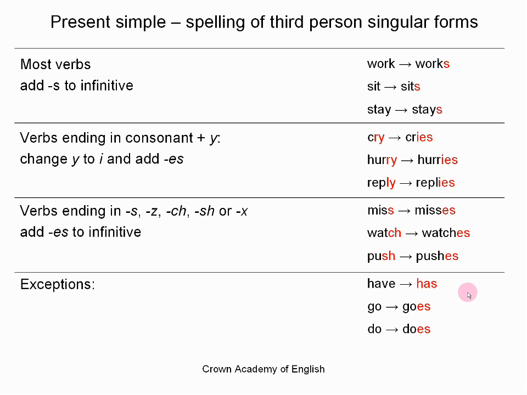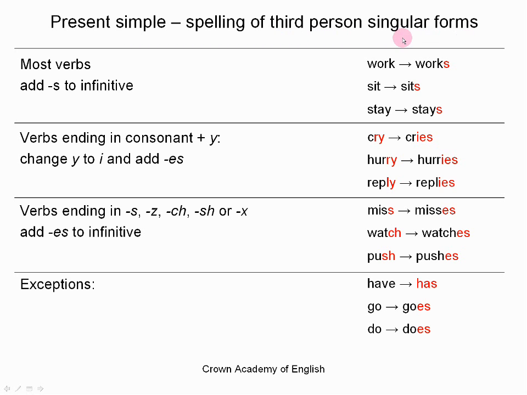Then the verb to go. So the verb to go would be I go, you go, he goes, spelt G-O-E-S. And then the verb to do would go I do, you do, he does. Okay, so you don't say, for example, he do. It's he does. Okay, so that is it basically. Those are the rules for the different forms that the third person singular can take.